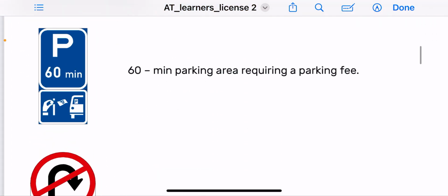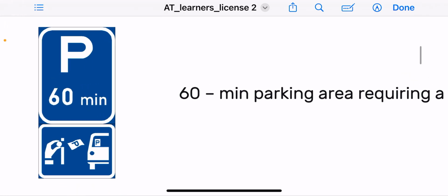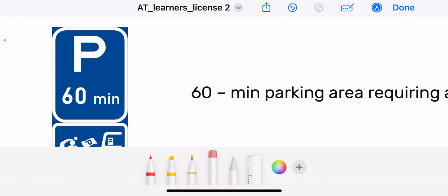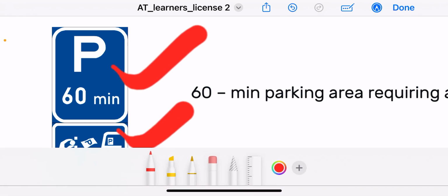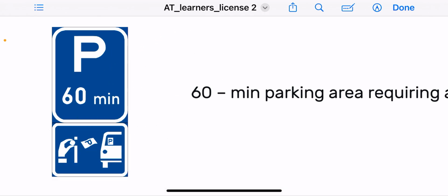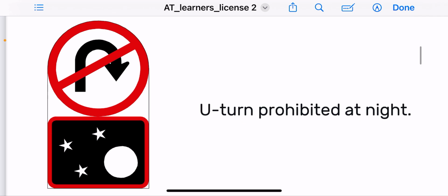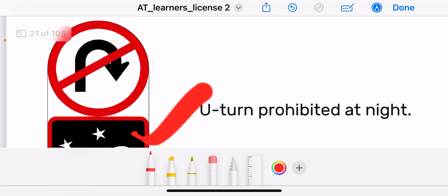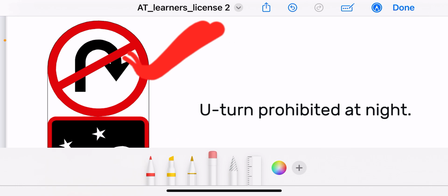You see, 60-minute parking area requiring a parking fee. You see, you park for 60 minutes, but you need to pay. Okay? Right. And then you have this one, U-turn prohibited at night. You see, this is a selective restriction sign, but this one is a prohibition. So that means you cannot do a U-turn at night. Okay, straightforward.